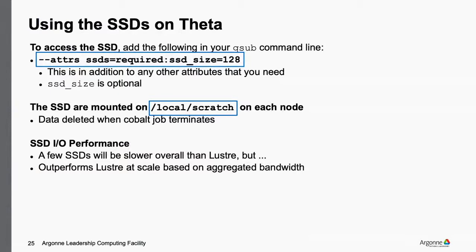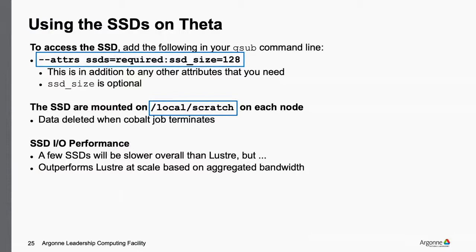All right, so how do you use it if you have access? In your qsub, you have to add this -- adders SSD required. That will make sure that you can write to the SSDs when your job starts. This parameter here, SSD size equals 128, is optional. Right now, every compute node has the exact same SSD size, so there's no issue, and every node has an SSD. But if at some point in the future, nodes had different size SSDs or some nodes didn't have SSDs, you're going to want to set this.